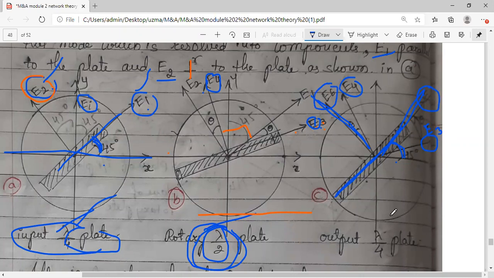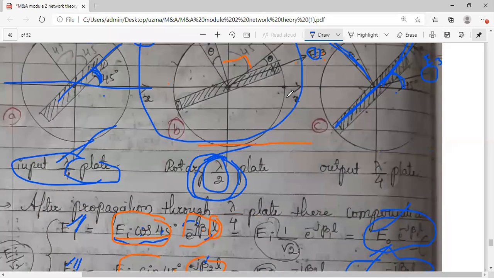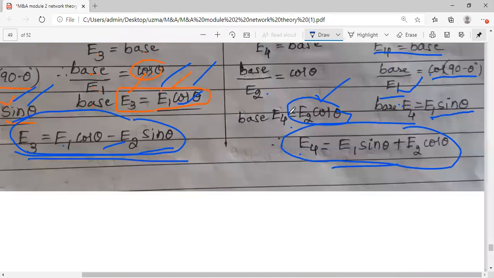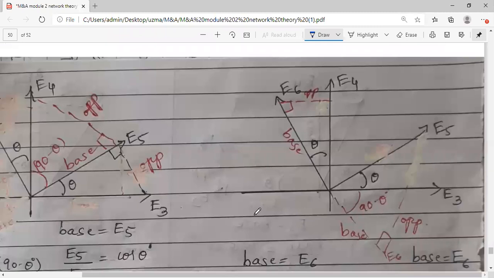Now, my next motive is to express E5 and E6 further. Okay. So again, just like the second figure where we did the analysis using the triangle, cos and sine, a similar thing we have to do for the third figure also. I have done the analysis here.